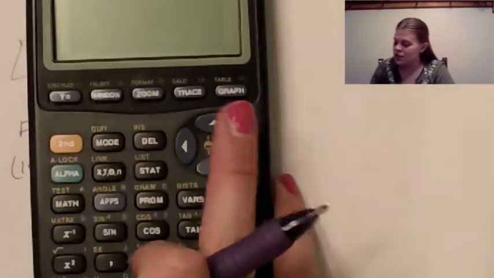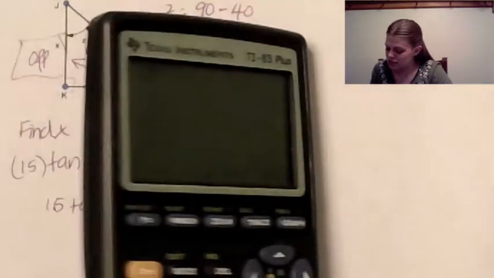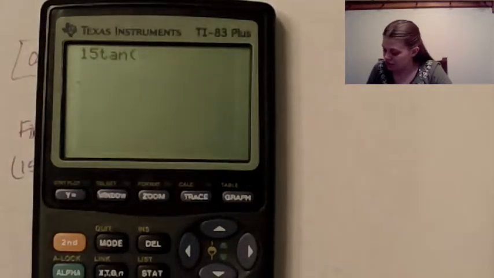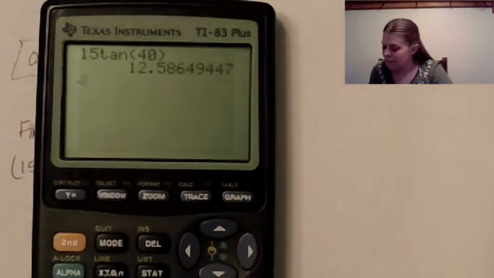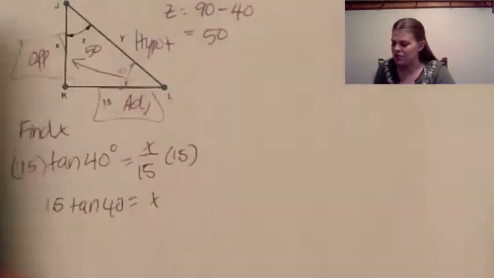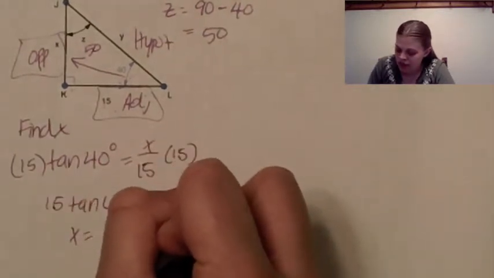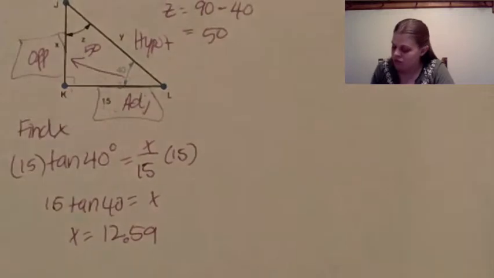So in your calculator, make sure you check the mode. You have 15 tangent of 40. So I have 12.57 when I round, or 59, sorry, I went down. So x is 12.59. Okay.